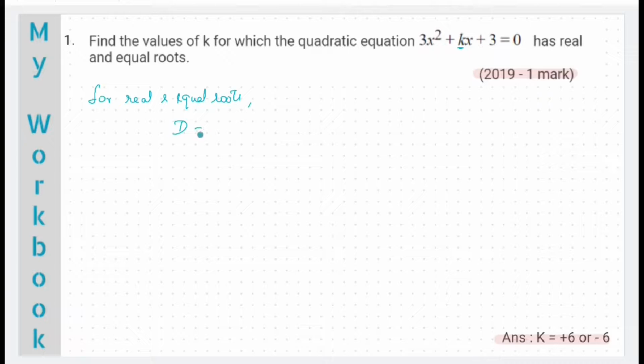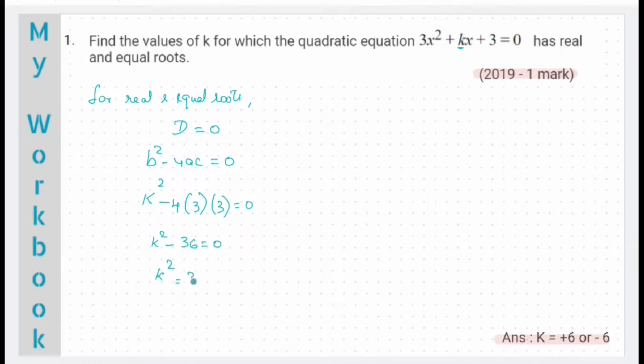D, the discriminant should be equal to 0. So, b square minus 4ac has to be 0. B is k. So, k square minus 4 times a is 3 and the constant c is also 3. So we have k square minus 4 3s are 12, 12 3s are 36 equal to 0.